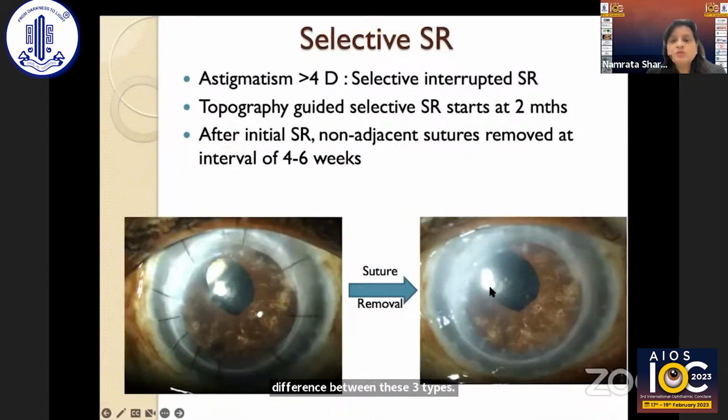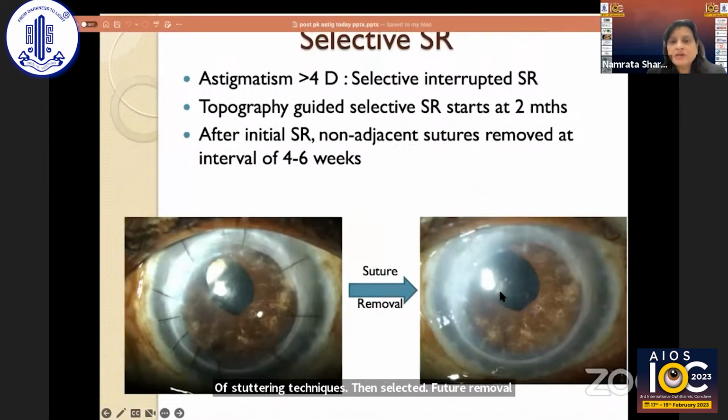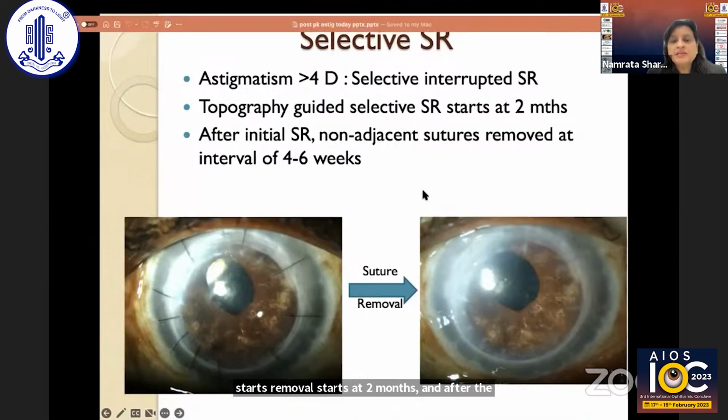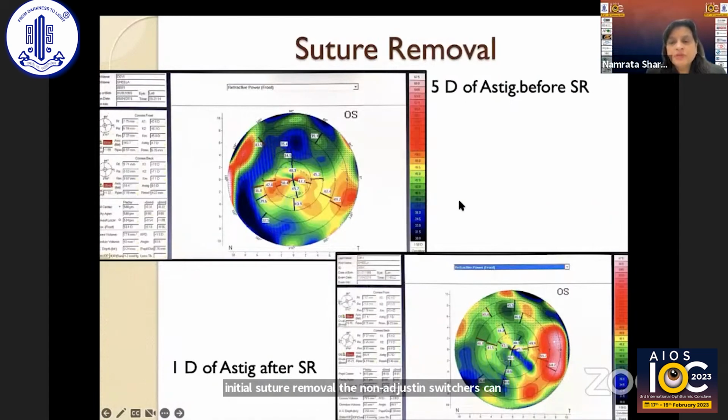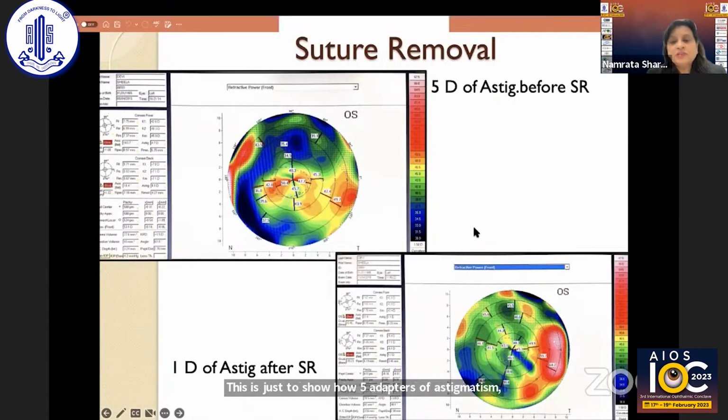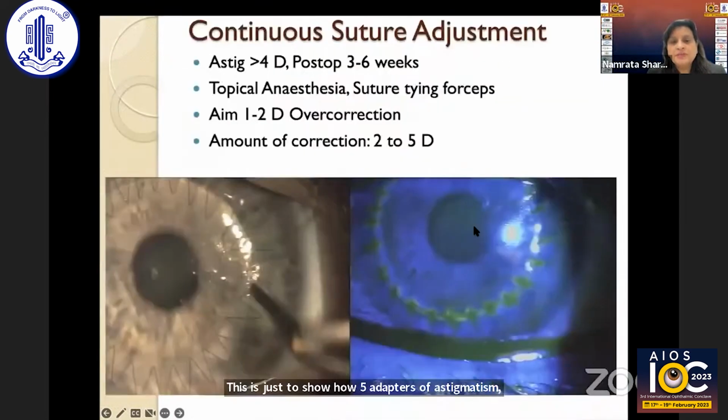Then selective suture removal can be done like this, especially for astigmatism more than 4 diopters. Topo-guided selective suture removal starts at 2 months, and after the initial suture removal, the non-adjacent sutures can be removed at an interval of 4 to 6 weeks. Now, this is just to show how 5 diopters of astigmatism before suture removal has decreased to 1 diopter after doing the appropriate suture removal in the steeper direction.